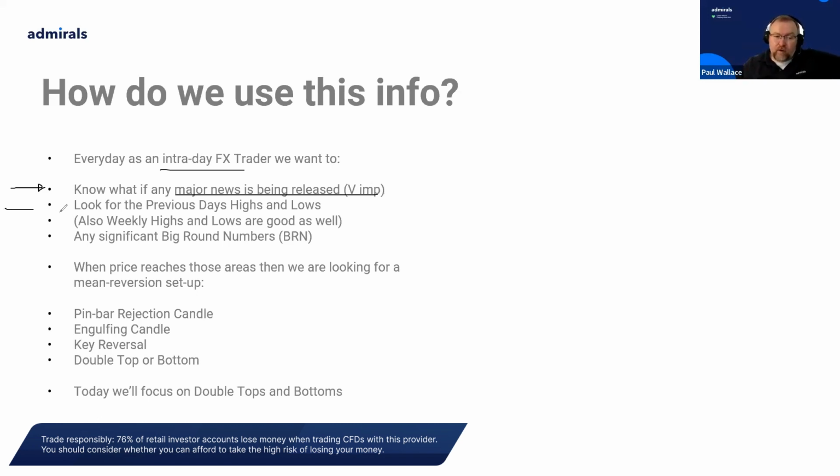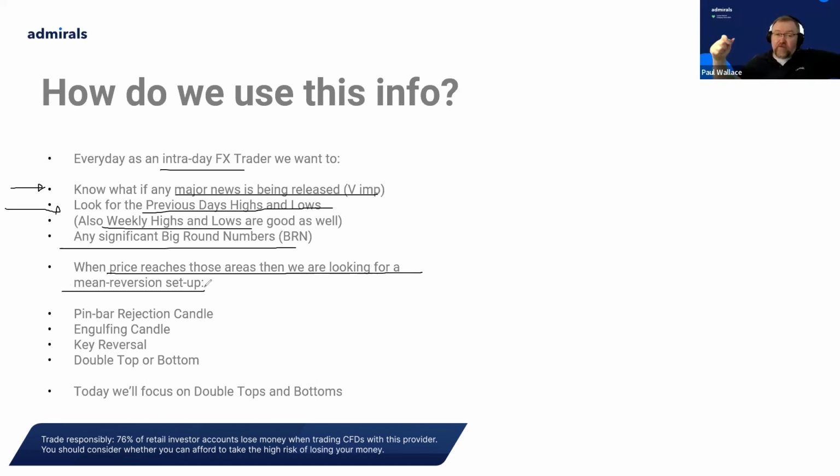But I'm also looking to see where the previous day's highs and lows are. As I said, we'll switch across to the charts in a bit and talk about it. I'm also interested in where the weekly highs and lows are, so the previous day's highs and lows, the previous week's highs and lows, and the relationship there. And I'm also keen on big round numbers, the big treble zero numbers, because when price reaches those areas, I am looking for a reversal, a mean reversion trade back into the range.